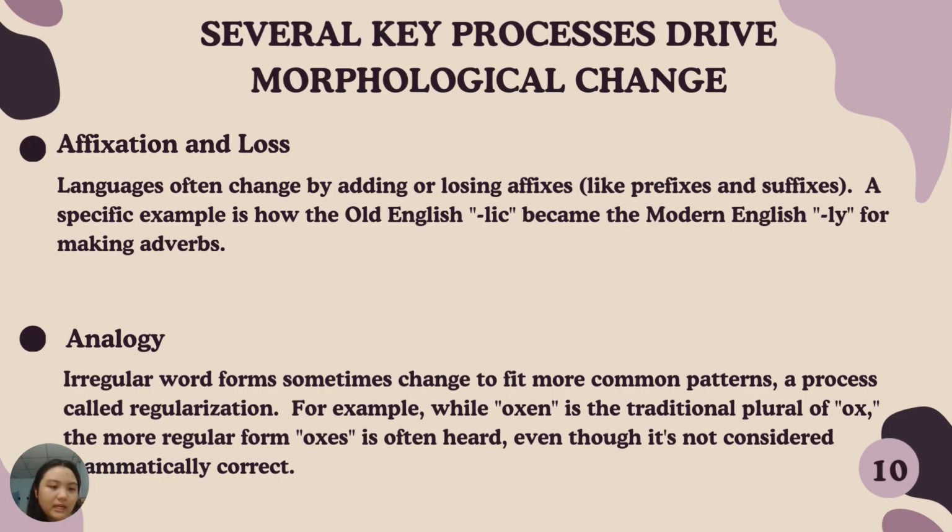Or analogy, where irregular word forms sometimes change to fit more common patterns, a process called regularization. For example, while axes is the traditional plural of ax, the more regular form "axes" is often heard, even though it's not considered grammatically correct.